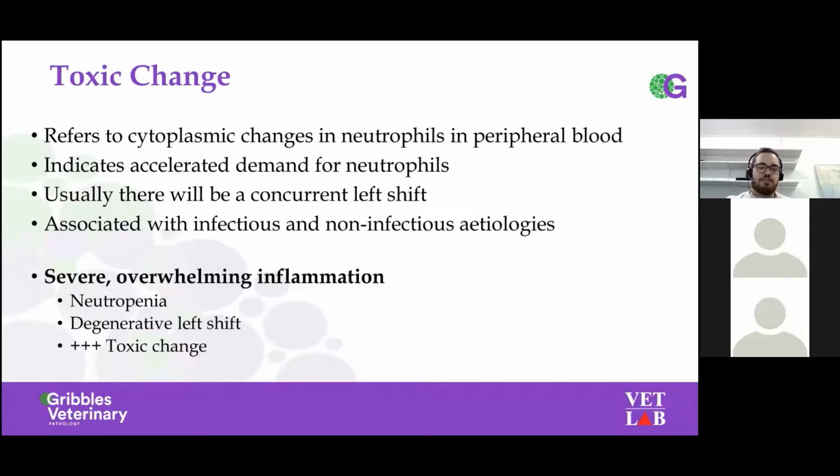It's relatively common to have a left shift without toxic change, but usually if you have a toxic change, you have some degree of a left shift present as well. It's referred to as toxic change because originally it was thought to be associated with bacterial infection and endotoxin production. But basically any process that causes intense stimulation of neutrophil production can lead to the presence of toxic change. So infectious and non-infectious etiologies can cause it. And if we have a neutropenia, a degenerative left shift, and 3+ toxic change, they're the 3 signs that you have really, really severe and overwhelming inflammation. And that's where alarm bells really start going off for me.